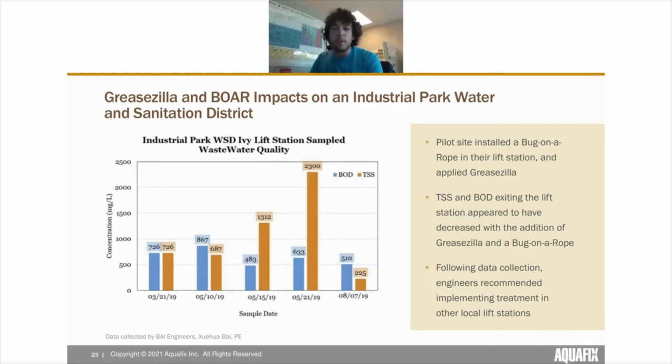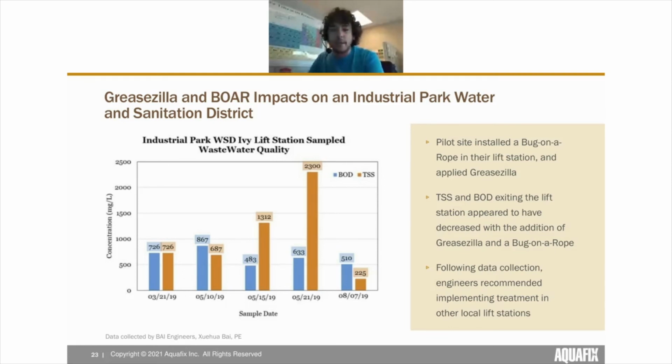They were interested in lowering BOD and TSS because it was less expensive for them as far as discharge permits go. So they began adding Bug on a Rope and Greasezilla in July. And you can see after that addition, we noticed lower levels of BOD and TSS in August. So they had about a month of work with those products. They were seeing decreased levels.